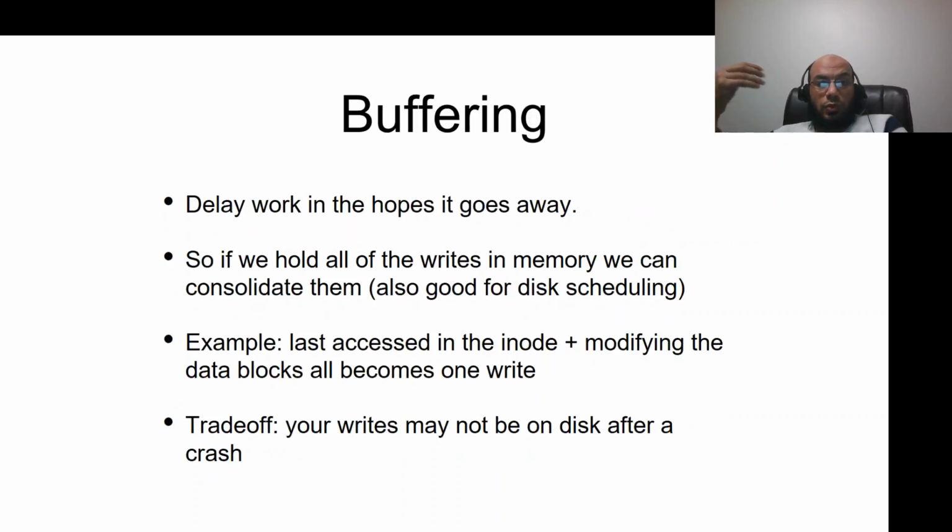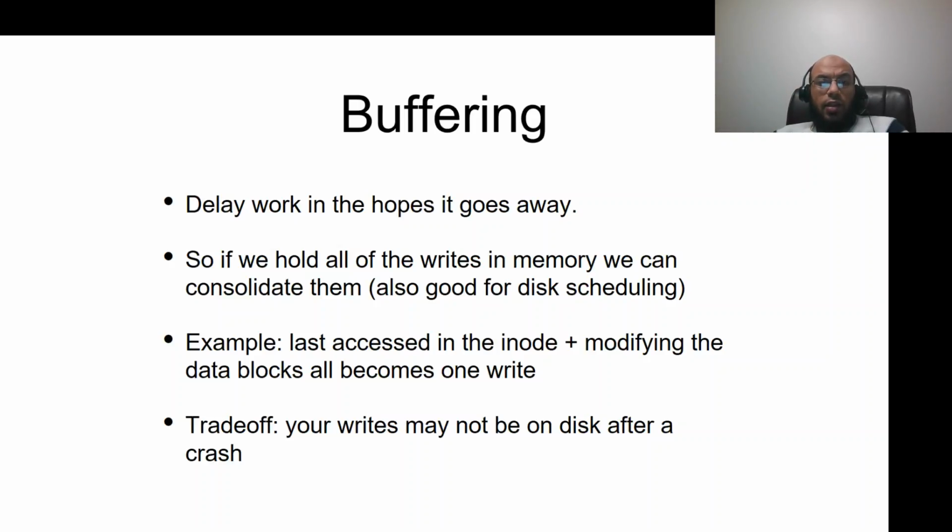Okay, there is buffering also, which we talked about. You delay work and hope that it goes away. So if we hold all the writes in memory, we can consolidate them. Instead of writing everything that you write to memory to disk, you wait for a long while, as in 5, 10, 30 seconds, write everything into memory, although you're writing to a file, but you're writing to the cached copy of the file, and then flush it to disk every 5, 10, 30 seconds, whatever. Okay?